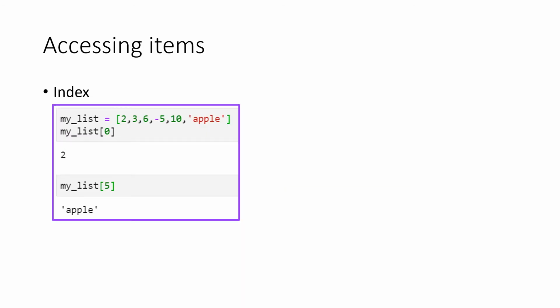Accessing items. You can access the items in a list using the index. The index of a list starts from 0. That means the index of the first element is 0. You can access the elements using square brackets. In my list, the 0th index represents 2 and the 5th index represents apple.